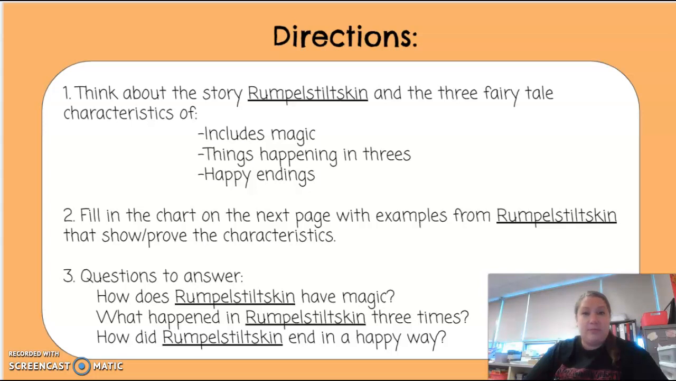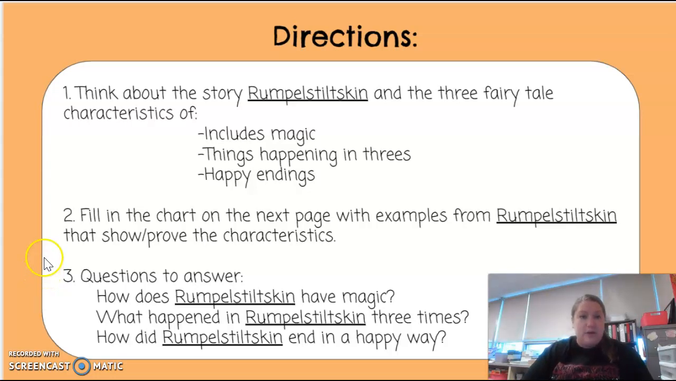So I want you to think about Rumpelstiltskin and the story itself. Today, you are going to be giving examples of those three characteristics that happen in Rumpelstiltskin. The directions are as follows. Number 1, think about the story Rumpelstiltskin and the three fairy tale characteristics: includes magic, things happening in threes, and happy endings. Number 2, fill in the chart on the next page with examples from Rumpelstiltskin that show or prove those characteristics. And number 3, I gave you some hints here with questions you need to answer.